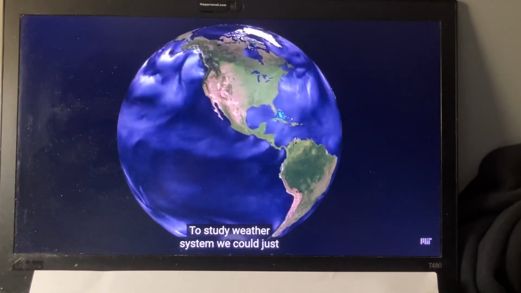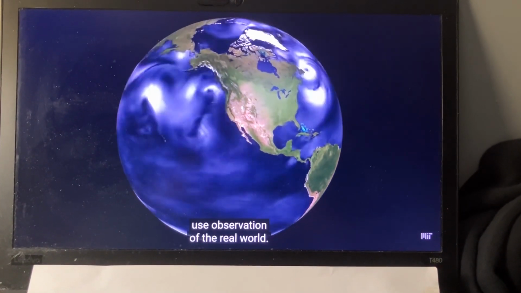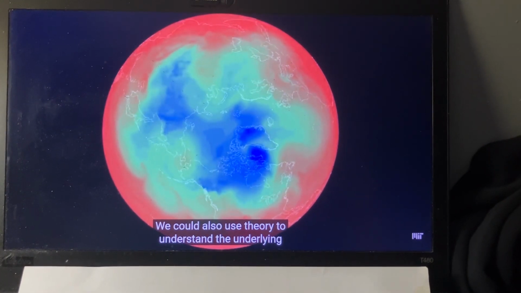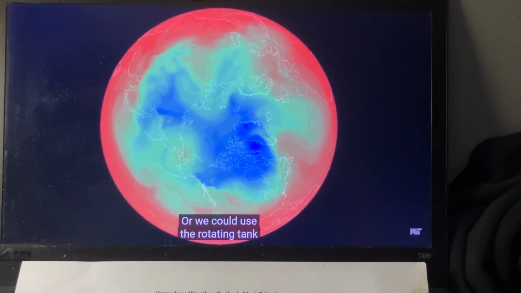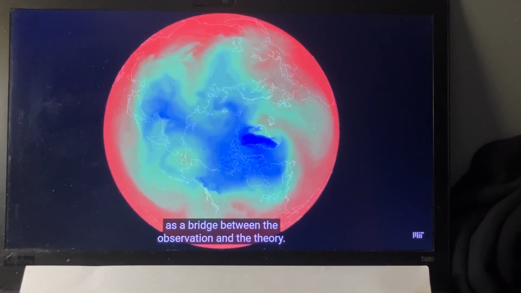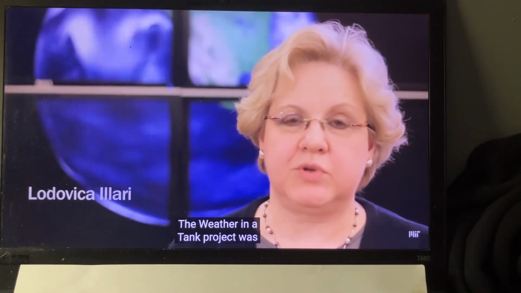Weather system, we could just use observation of the real world. We could also use theory to understand the underlying dynamics, or we could use the rotating tank as a bridge between the observation and the theory. The Weather in a Tank project was designed to teach students the essence of important weather and climate phenomena.